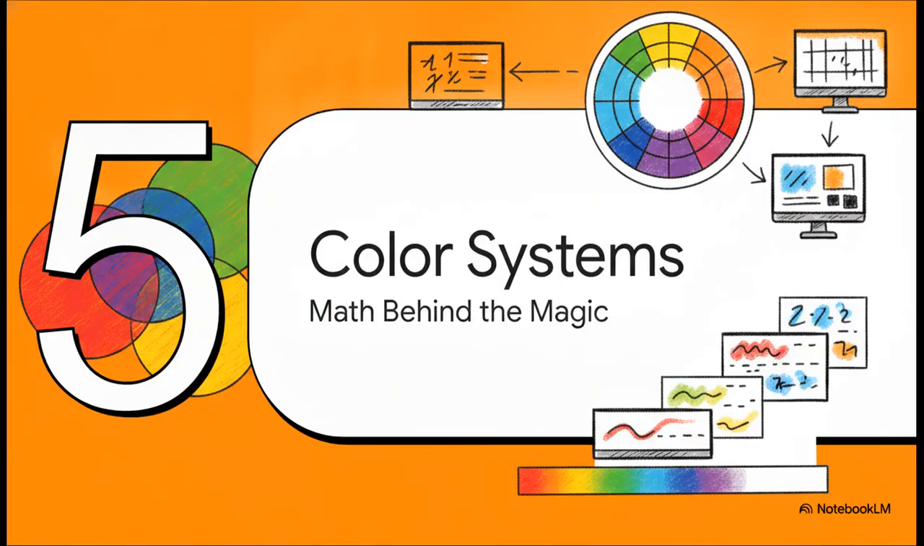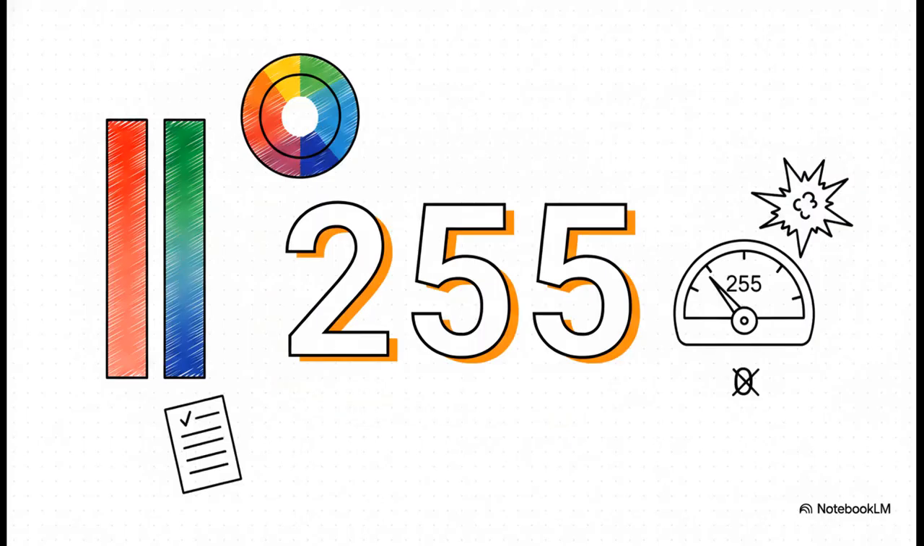Section 5, Understanding Color Systems, the math behind the magic. To really grasp how CSS handles color, I want you to think back to elementary school art class, where we learned all about mixing primary colors. CSS does the exact same thing. It just uses numerical values in the RGB system, red, green, and blue.